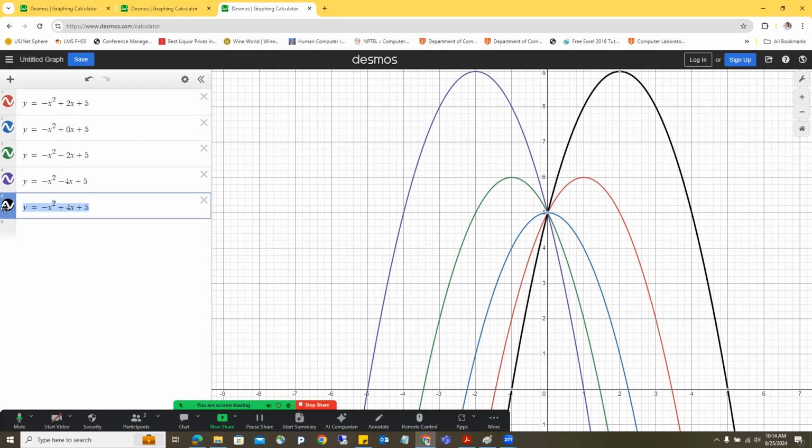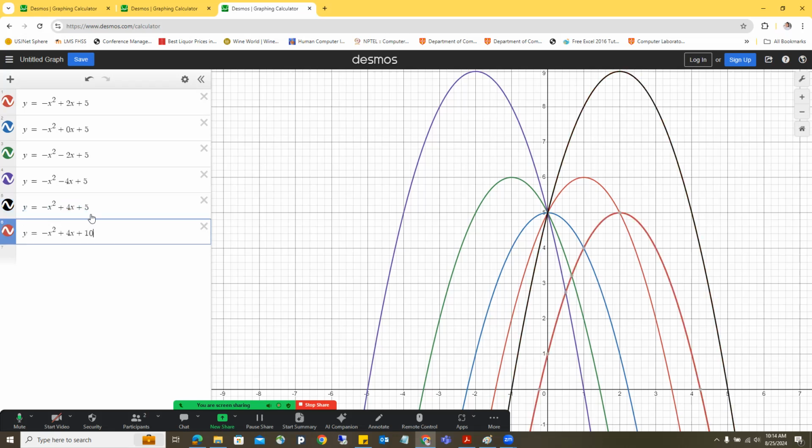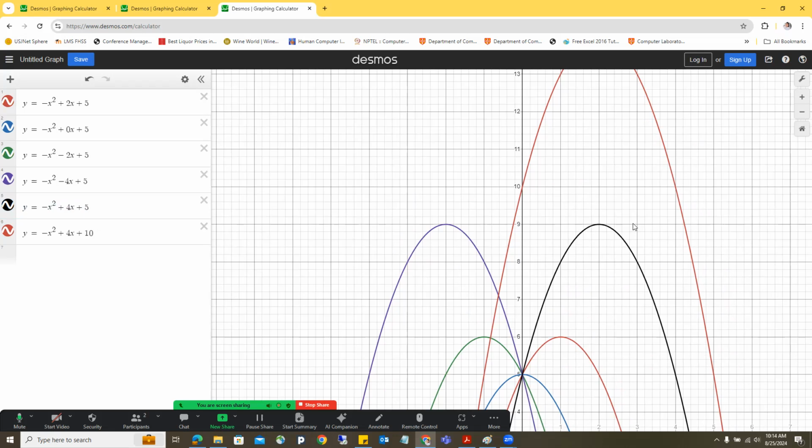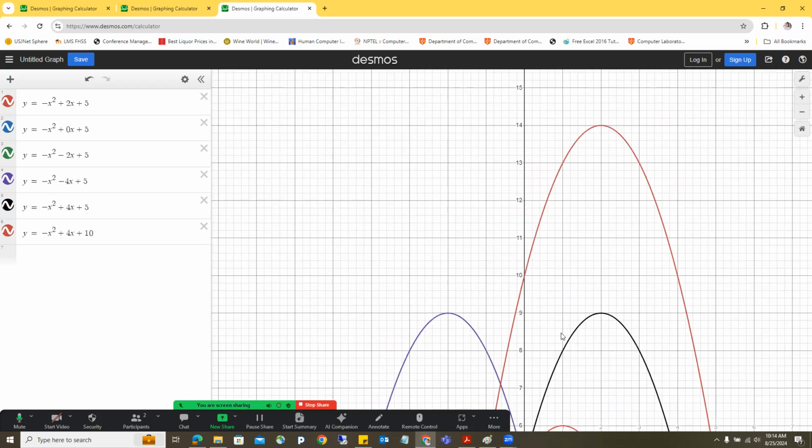And if I change this c value, let's say I changed it to 10, then see, it has been shifted up. No, not 10. Actually, it's shifted by 5. Here we had 5. 5 to 10 means an increase of 5, which means it has been shifted up by 5 units.